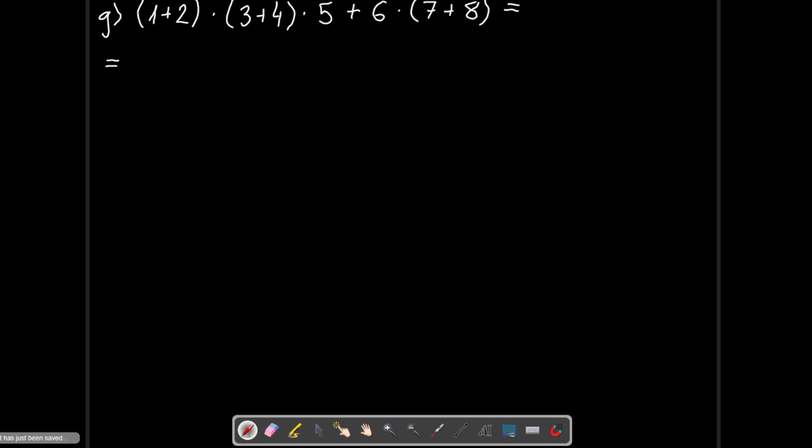We do the brackets first. We have 3 different, separate brackets here, but the expression inside these brackets is very simple. Just an addition, and that addition is very, very easy. So we get 3 here, we get 7 here, we need to multiply that by 5, and then 7 plus 8 is 15. Alright.